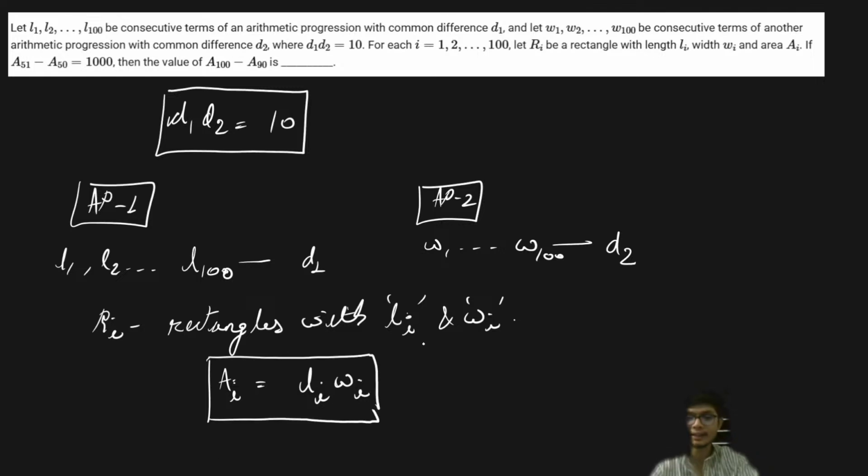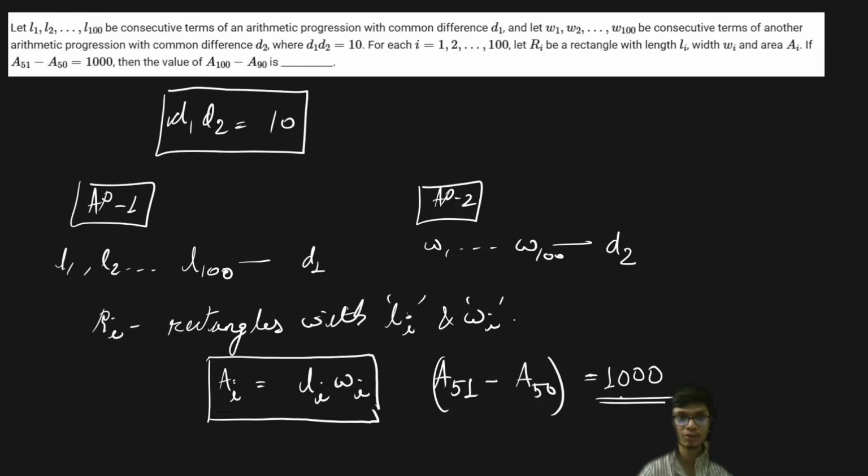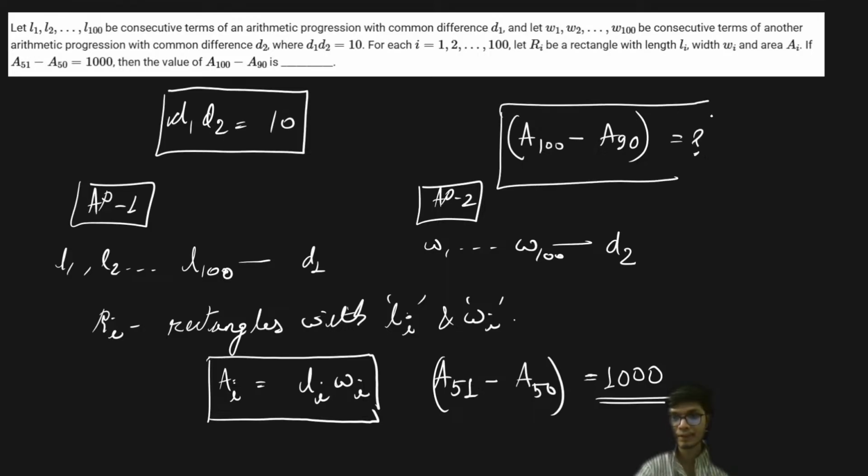Now it is said that the difference of the area of the 51st rectangle and the 50th rectangle is 1000. Given that the area difference is 1000, you have to find the area difference of the 100th rectangle and the 90th rectangle. That is your question. So you have to find this value based on the given results.